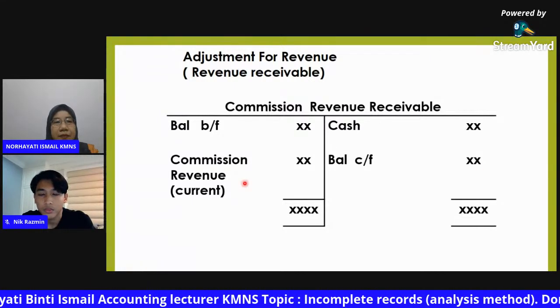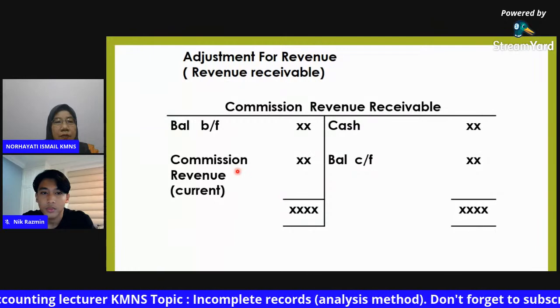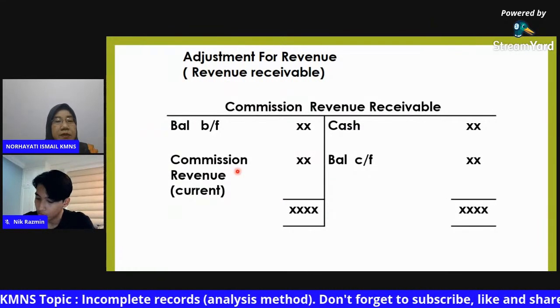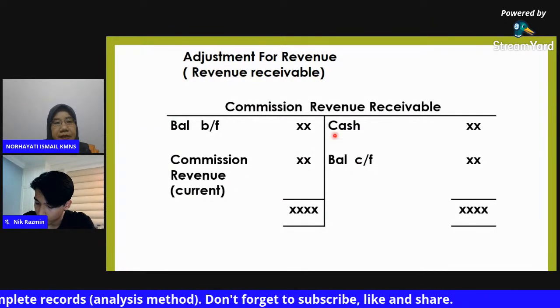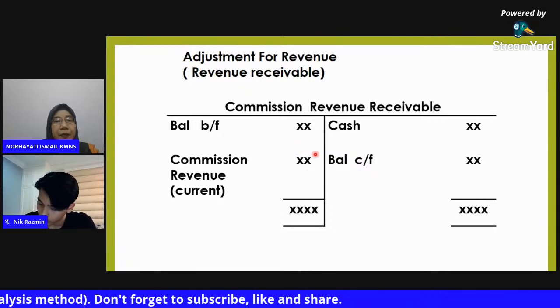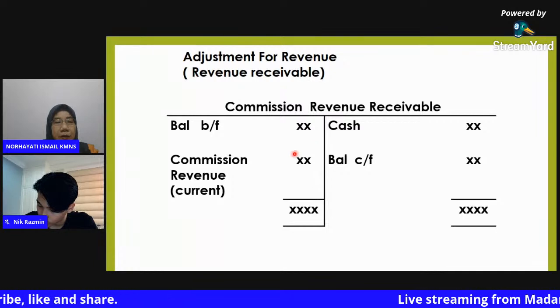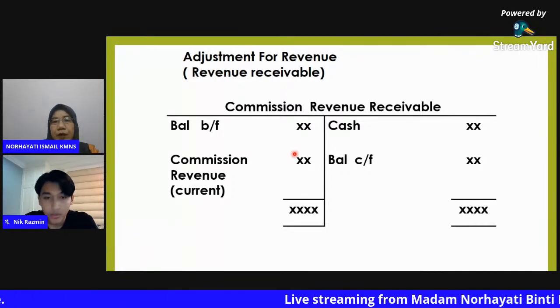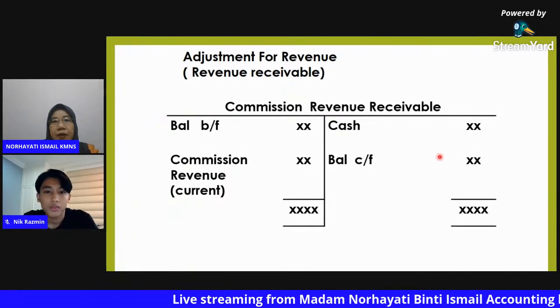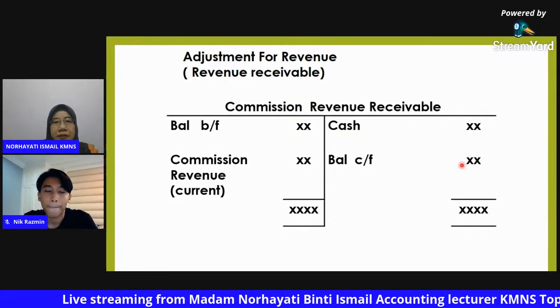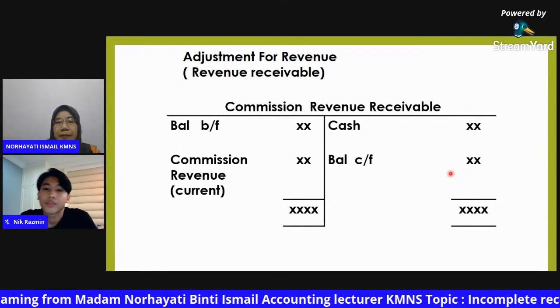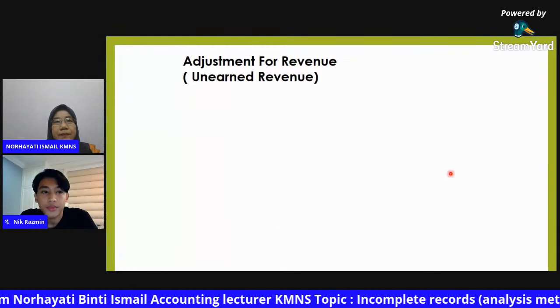And the missing figure we call commission revenue or service revenue. This is the missing figure, and we have to record this revenue in the statement of income. And this one carry forward, we must record in the financial position. Okay, the next one.